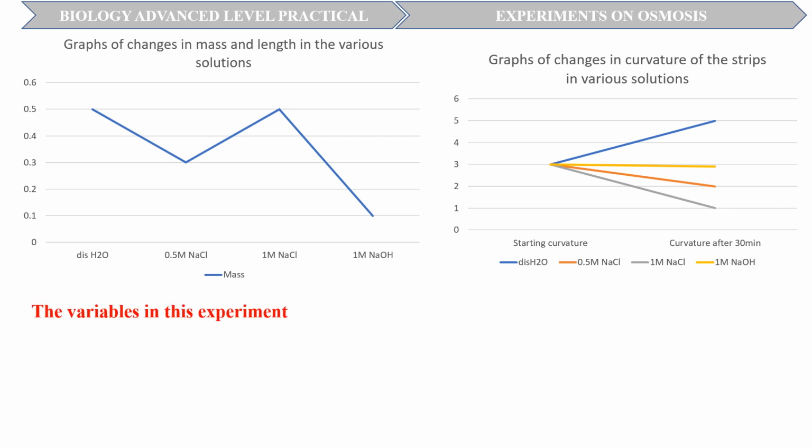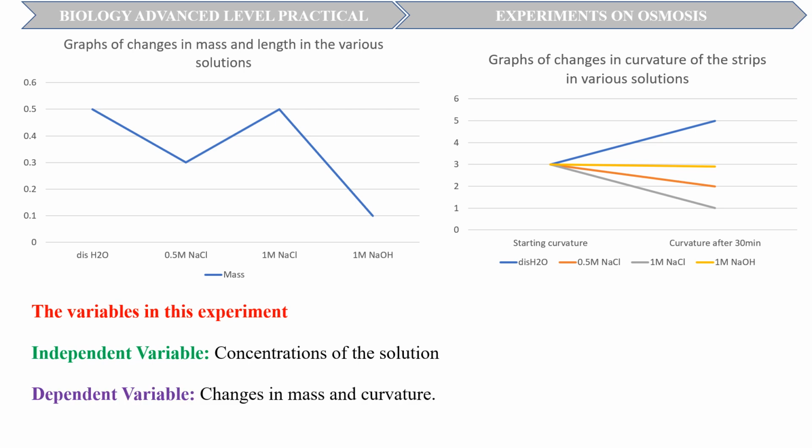Let us also identify the variables in this. The independent variable is the concentration of each of the solutions. They are set at the beginning and do not vary during the experiment. The dependent variables are the changes in length and mass. The constants are the living tissue, as we use strips from one cocoyam petiole, the time, as the strips were placed in the solution for the same duration, the temperature, etc.